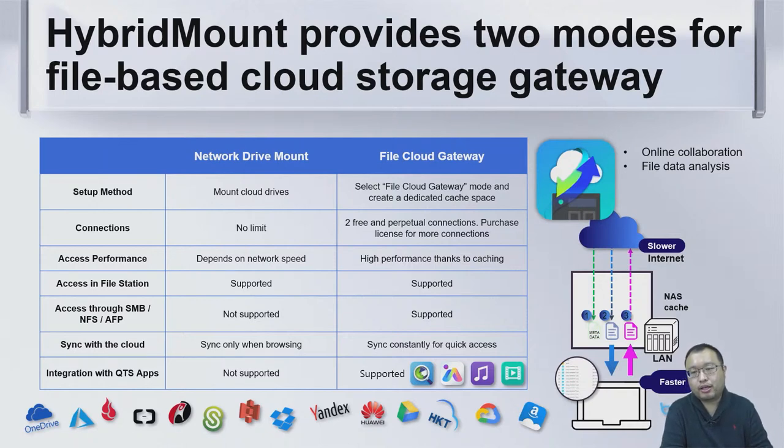Okay. Now, another way is a file cloud gateway. So this is more like a block base, so that when you hook up to your cloud storage, then we can actually use the space for our QNAP applications. So it's just like a local storage space. So you can have more advanced features supported. Okay, or we can further share the space through our other network protocols, through SMB, NFS, or FTP, for example.